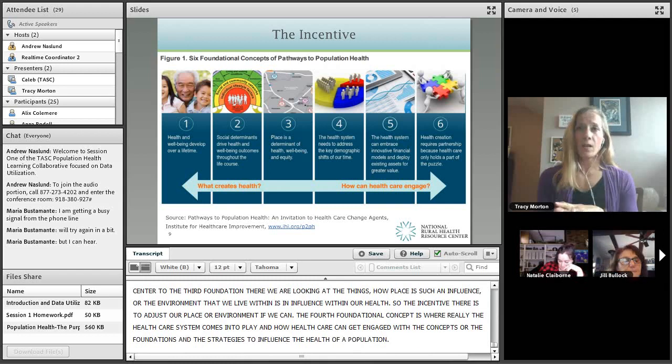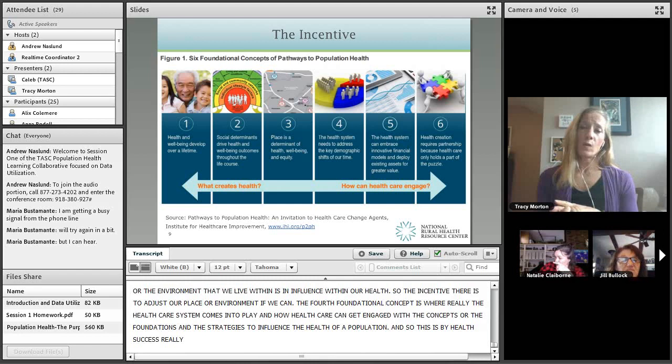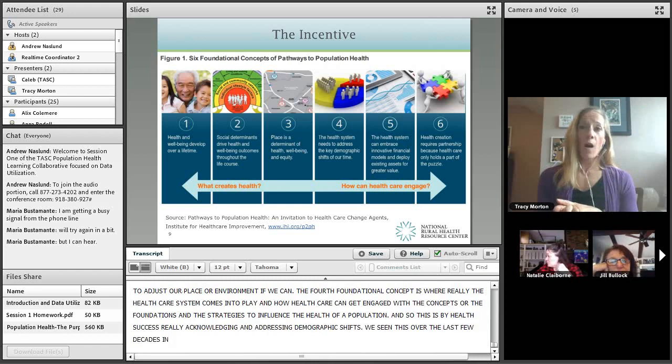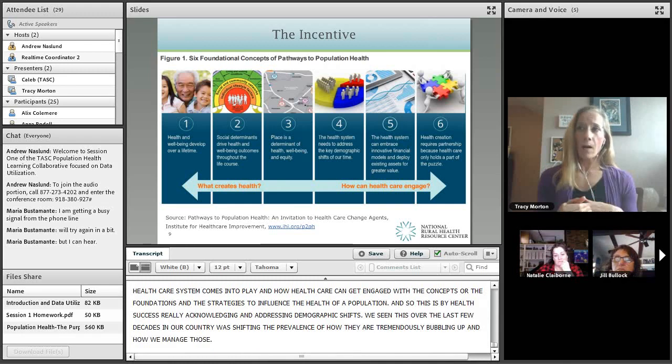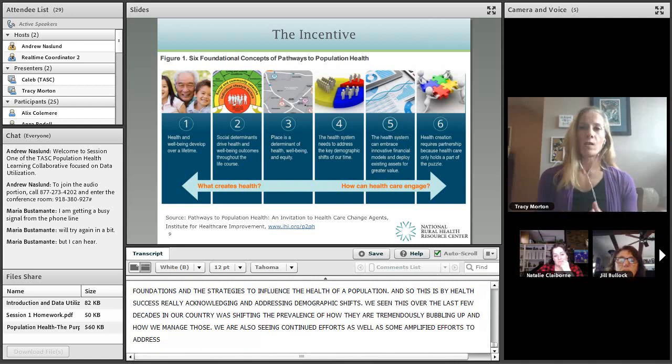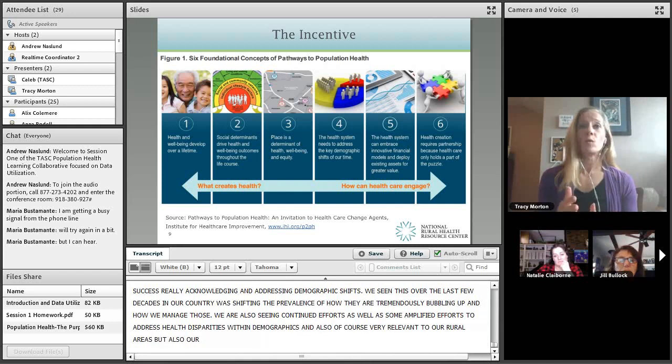And as we shift a little bit more towards the center into the third foundation there, we're looking at how place, or the environment that we live within, is an influencer of our health. And so an incentive there is to adjust our place or environment as we can. The fourth foundational concept is where really the healthcare system comes into play, and how healthcare can get engaged with the concepts or the foundations and the strategies to influence the health of a population.